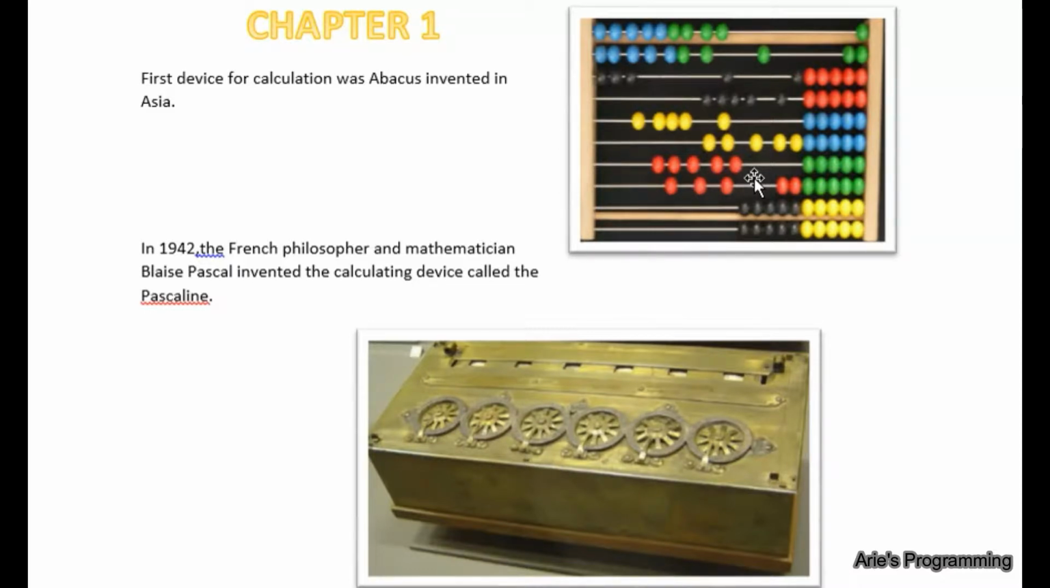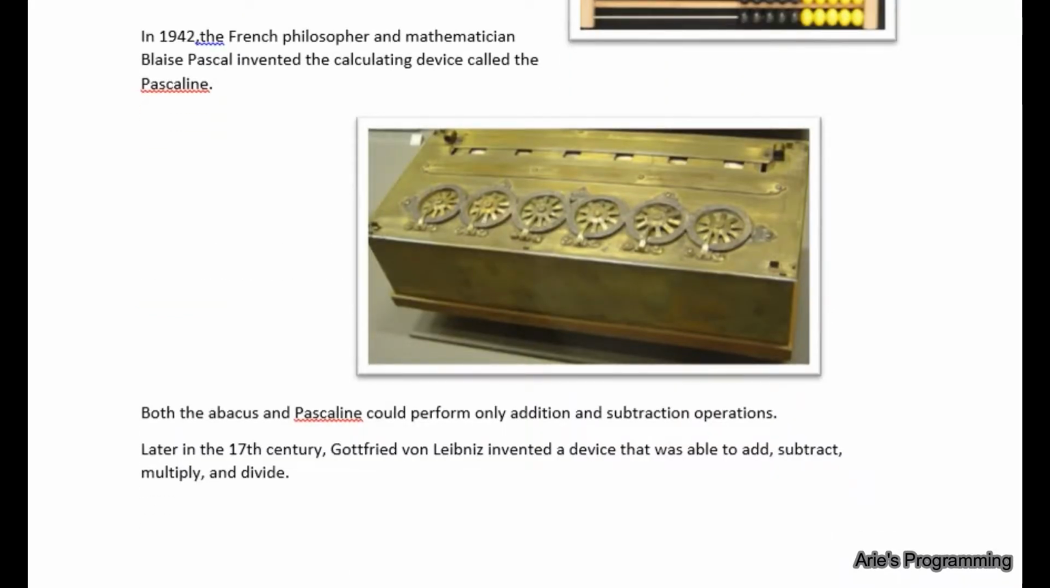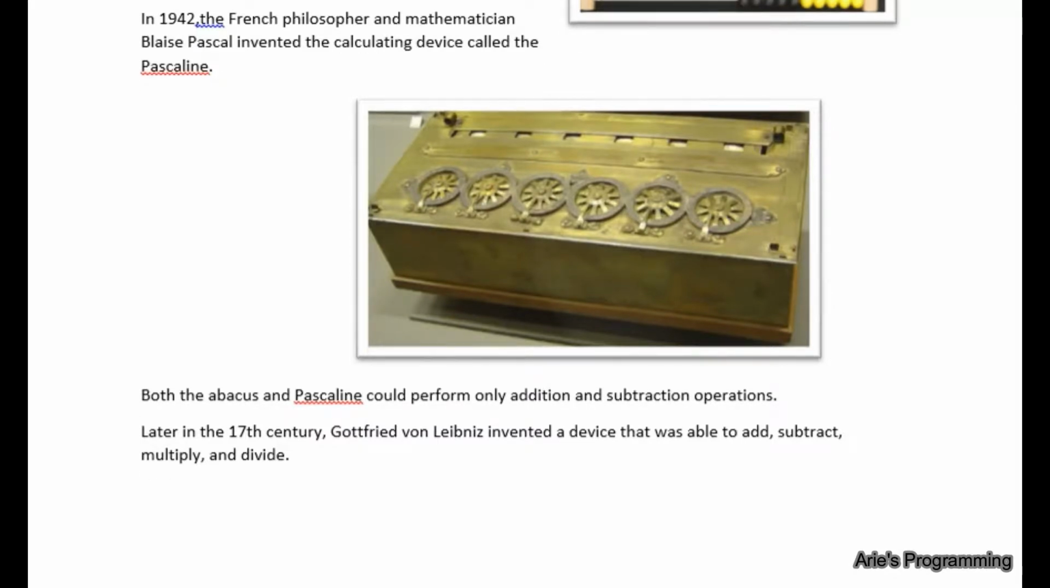So starting with history, the first device in the history of computers was the abacus. You can see in the picture, it looks like this. Then second was the Pascal, invented by a French mathematician and philosopher. It looks like this one. Both of these can only perform addition and subtraction. Later, in the 17th century, a device was invented which can perform addition, subtraction, multiplication and division.